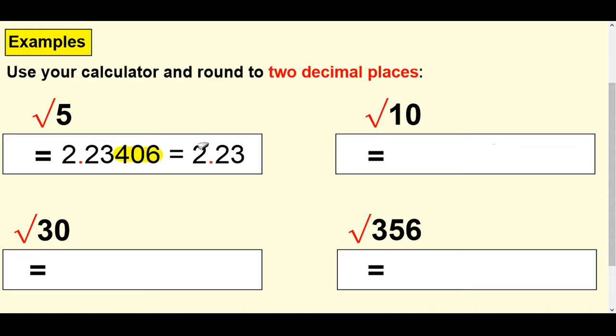Now if you were to do 2.23 times 2.23, because we've rounded it, it won't get you exactly 5, but it'll get you pretty close.